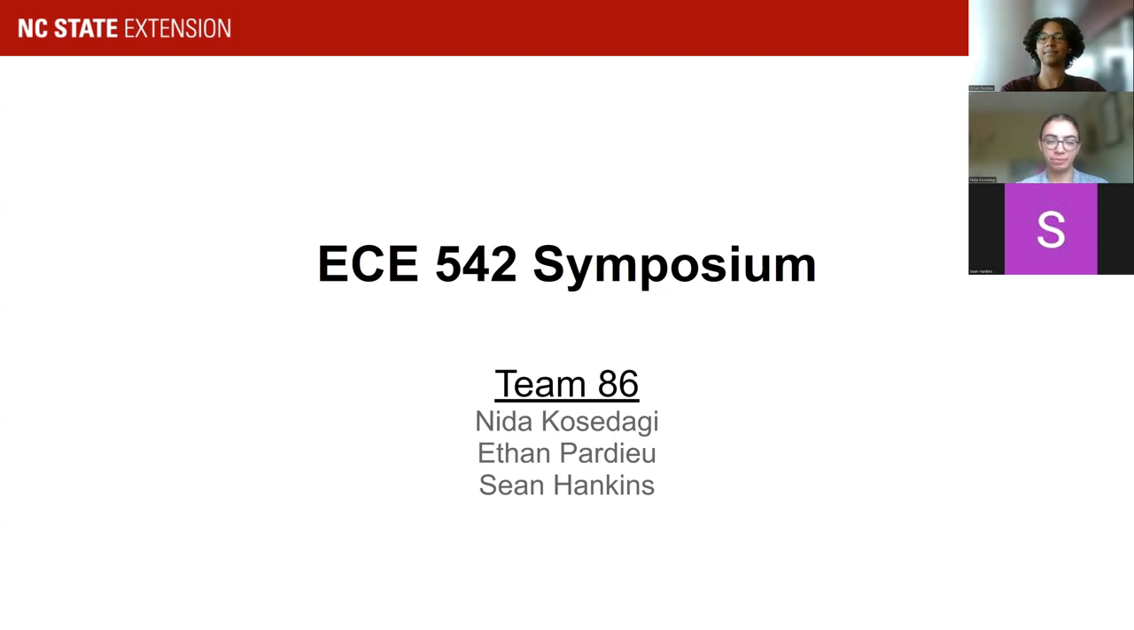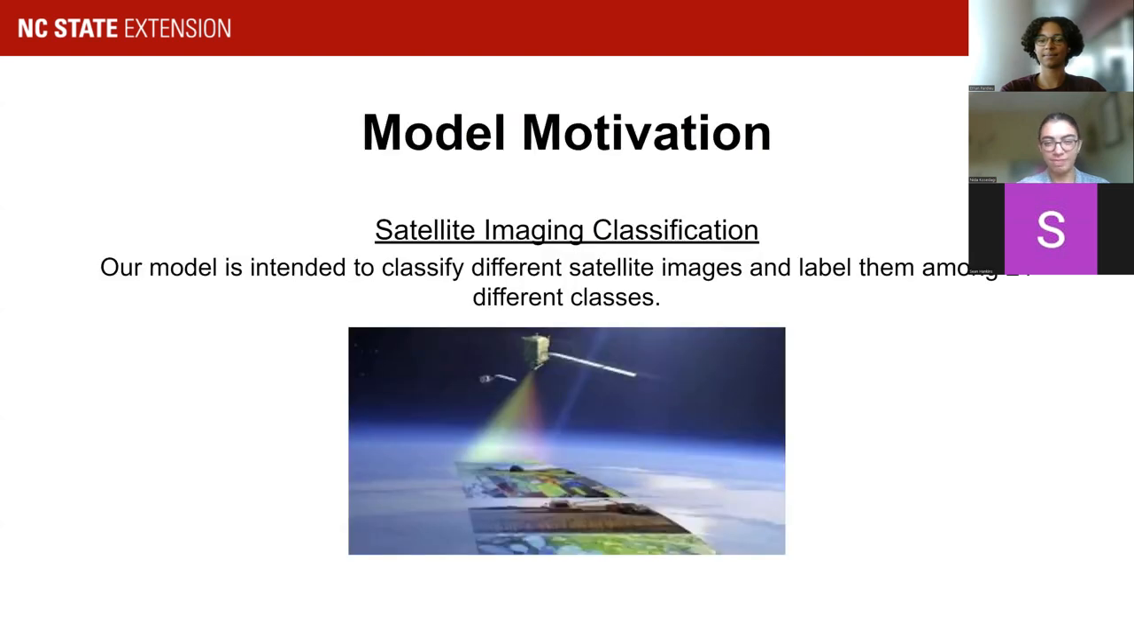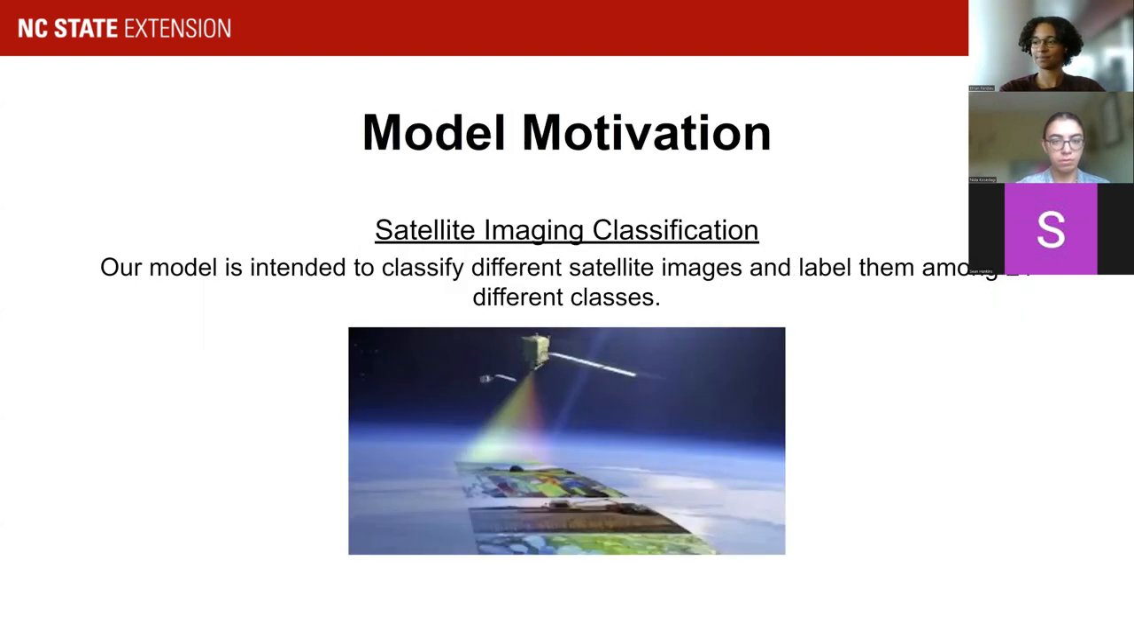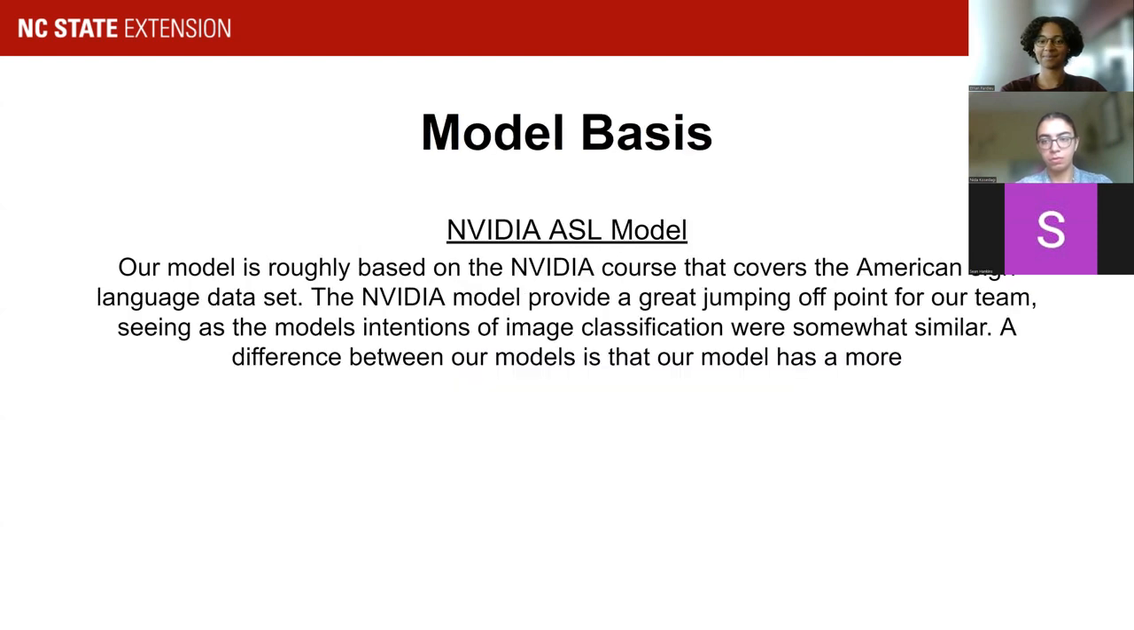This presentation was created by the members of Team 86, Nita Kozadagi, Ethan Pardue, and Sean Hankins. Our model is intended to classify images taken from satellites into 21 different categories. This is useful for a wide range of applications, from surveying land to assisting in census data. We thought it was a very interesting and applicable project that would be a learning experience for all of us.